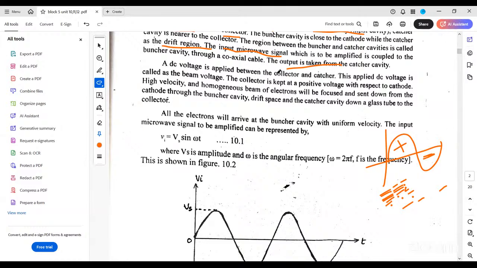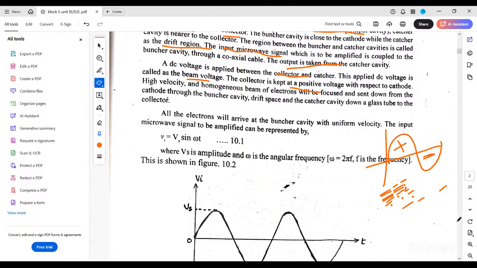A DC voltage is applied to the collector and catcher. The DC voltage is called the beam voltage. Here, the collector is kept positive based on the diagram. Just check the diagram, the collector is connected to positive. Next, a homogeneous beam of electrons is sent from the cathode with the help of the heater. What is the purpose of the focusing electrode here? To send the beam straight, not in diverging directions.